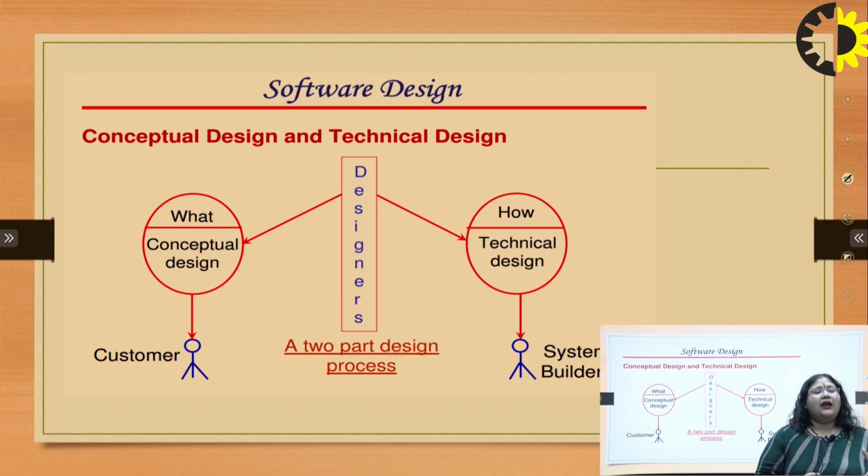Now, there are two types of basic design architectures: conceptual design and technical design. In the conceptual design, we always focus on what we have to design, what raw materials we have to use for the design. So the conceptual design is completely dependent on the customer part, because these are the two basic processes of the designs. Now, how? How means we have to focus on the technicality of the designs. That completely focuses on the SDD, software design document.